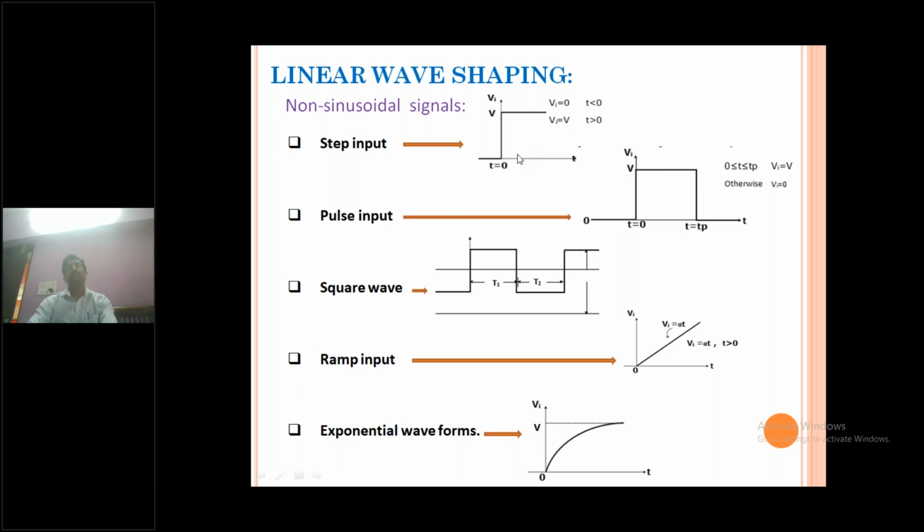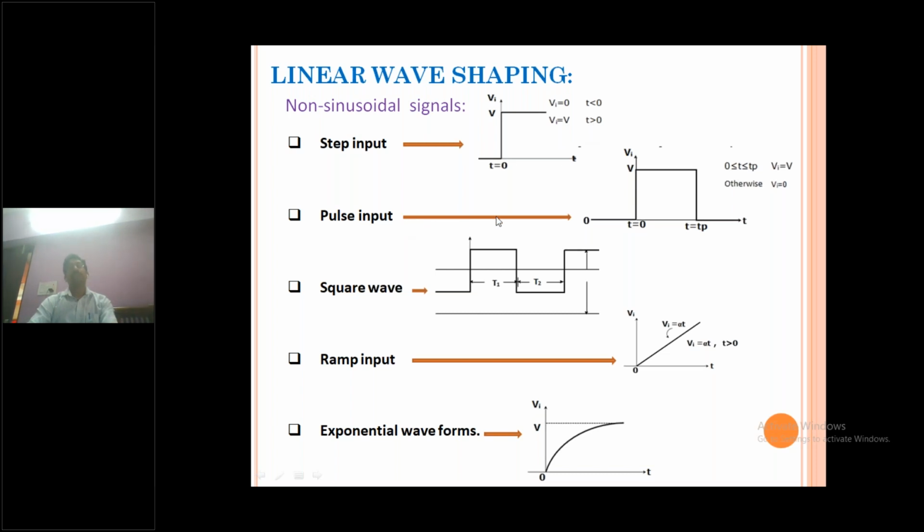What is the step input? Generally, step input means whenever t is less than 0, that means negative values of time, the input voltage magnitude will be 0. Whenever t is greater than or equal to 0, the input value suddenly changes to V volts. That is the step voltage here. The equations: VA equal to 0 for t less than 0, that means negative values of time, and VA equal to V volts, constant, for t greater than 0.